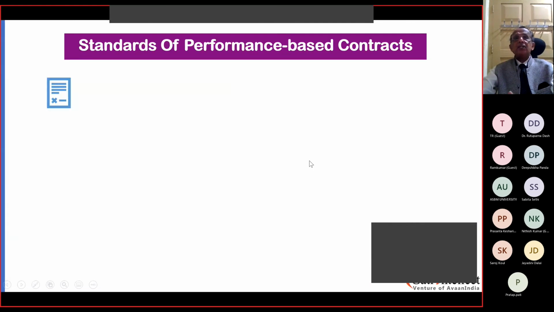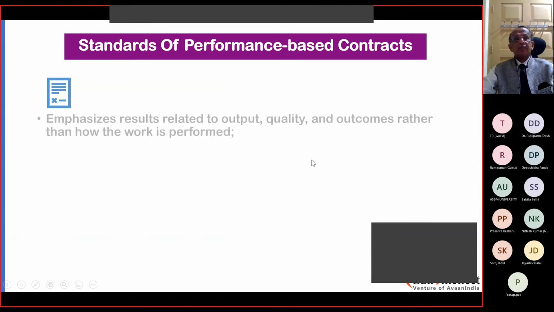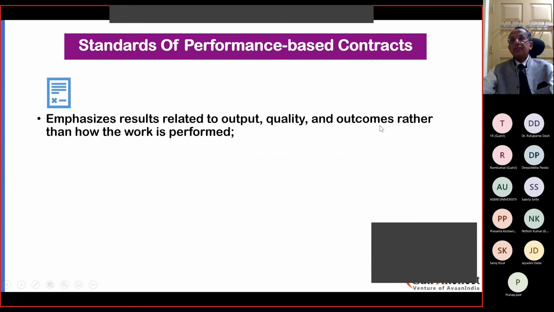Right, let's see the standards of performance-based contracts. They emphasize results related to output, quality, and outcomes. These are the three things required in a performance management contract. What is the output? How much is the quality? Are we getting the right quality? Then outcomes, rather than how the work is performed. How the work is performed is not the criteria. The criteria is: what is the output of your work? What is the quality of your work? What is the outcome? So it is not how you performed, but these are the issues.